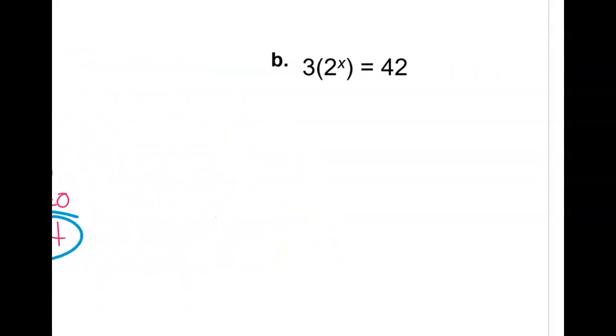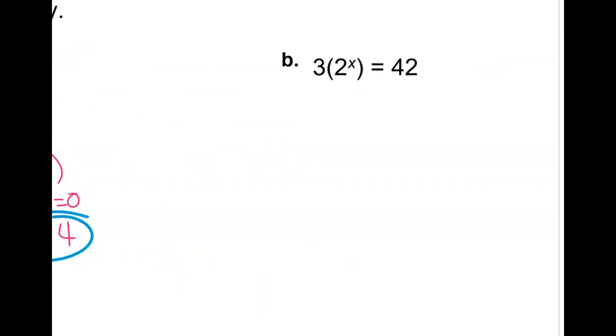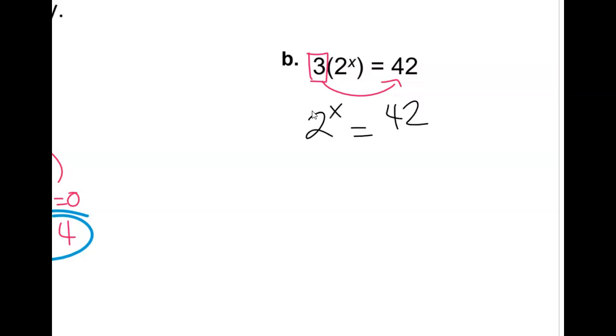Okay, so let's move on to equation B from example 2. So here, the number 3 is multiplying the 2 to the power x. So if I take that number across, the inverse operation of multiplication will be division. So we will have 42 divided by 3. 42 over 3 is 14, so we have now 2 to the power x, and then we have 14.